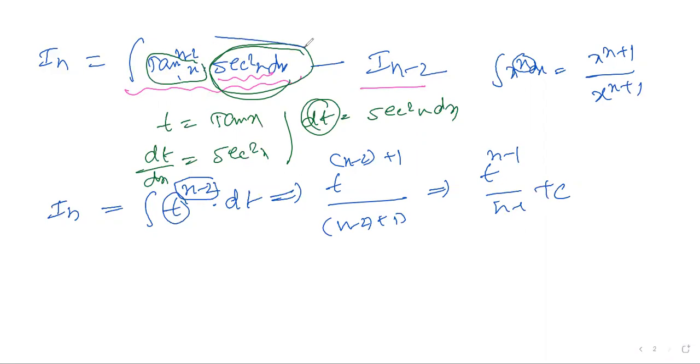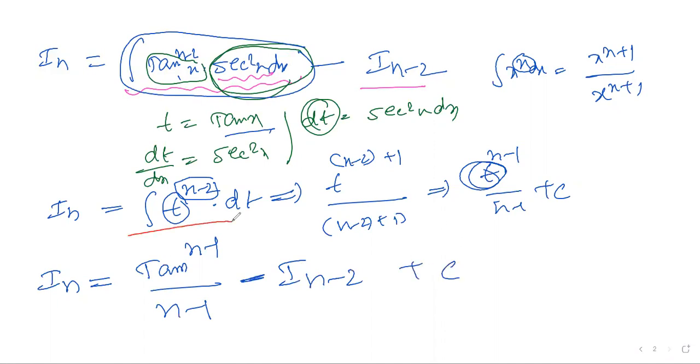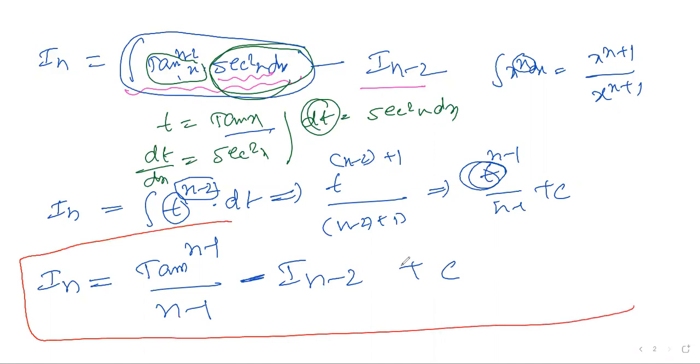This part I wrote, the calculation is done. So the total answer I_n is equal to, what about the value of t? Tan x, right? So I_n is equal to tan power n minus 1 x by n minus 1 minus I_n minus 2, plus c. So this is the complete integration of tan power n x dx.